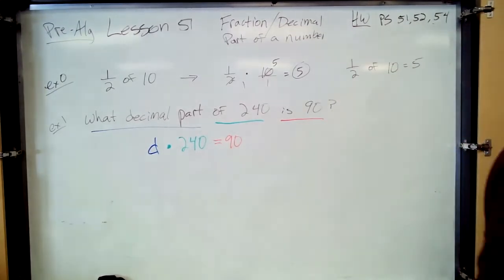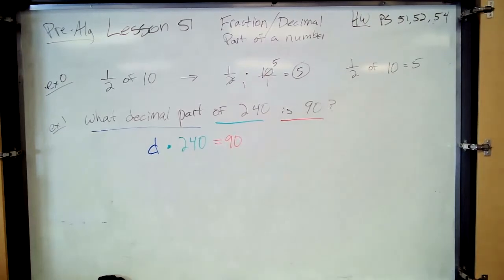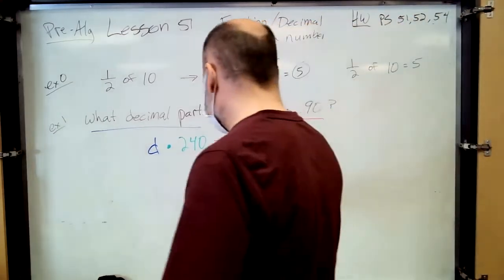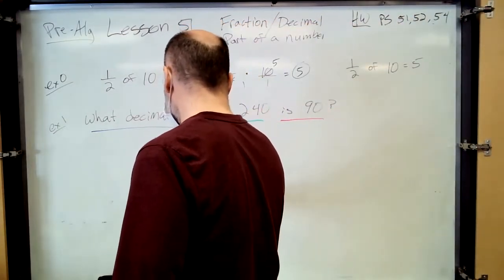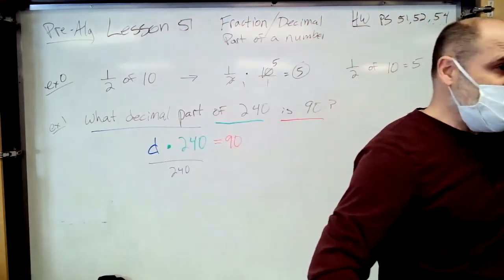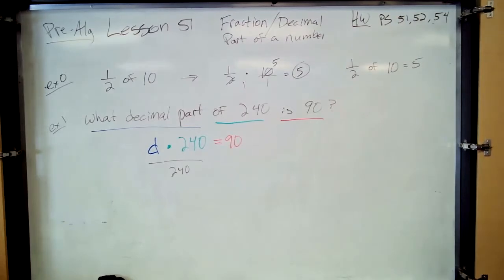So remember to get rid of stuff. Over here are 3 principles of solving equations. Main goal, get the variable by itself. We already talked about that. So to eliminate stuff, do the opposite operation. To get rid of times 240, we're going to divide by 240. And then principle number 3, whatever you do to one side, you have to do to the other.